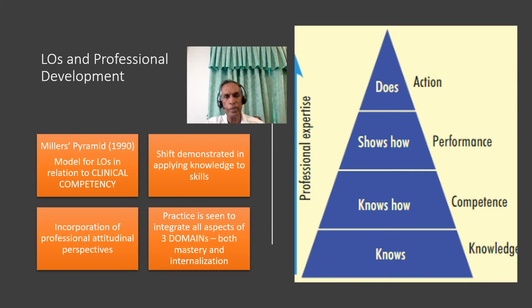So the shift demonstrated in applying knowledge to skills will then move according to the level the learner is learning. Incorporation of professional attitudinal perspectives will become more important, especially when the procedure is more complex, and practice is seen to integrate all aspects of the three domains. That is, not only about mastery and internalization of the procedure, but also in terms of professional behavior and attitude.